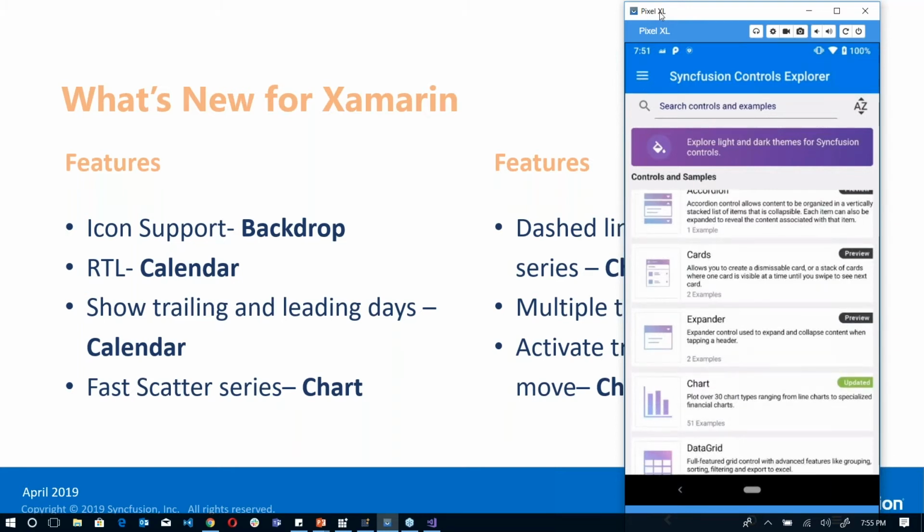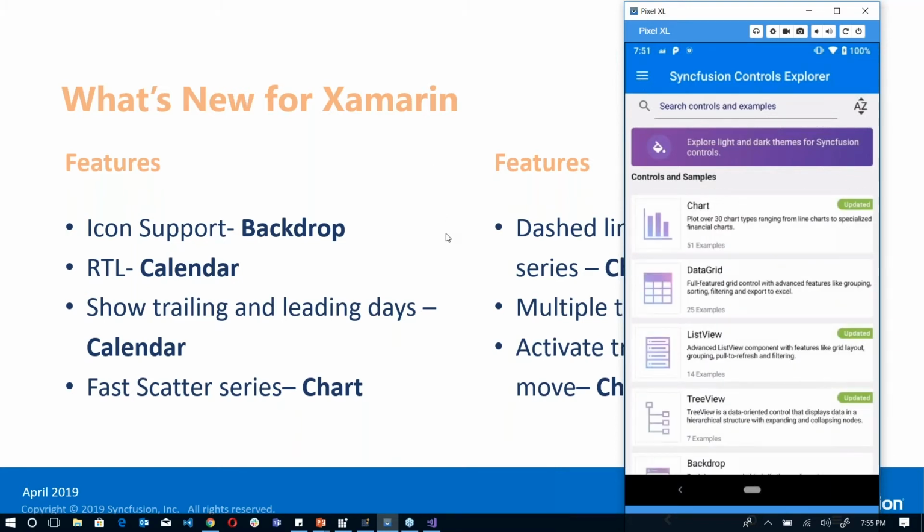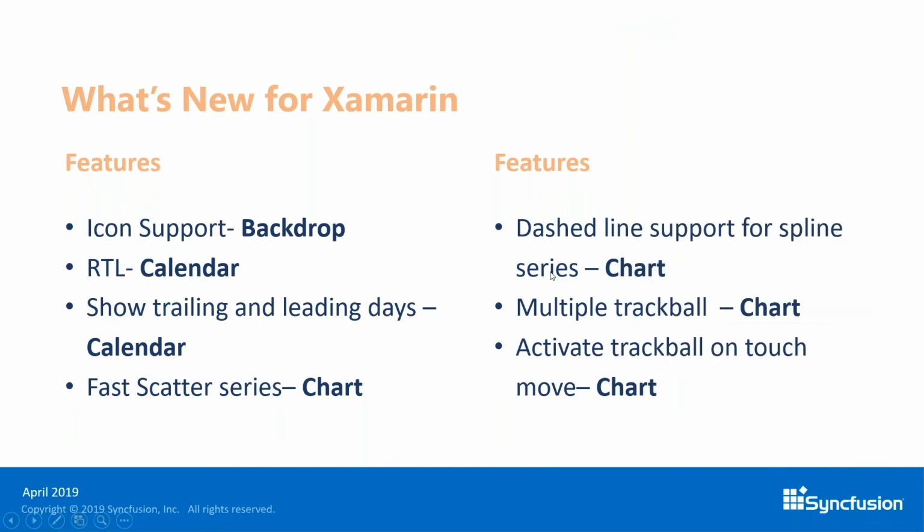Then the next set of features that I'd like to talk about is the fast scatter series. We have improved its performance, and you can also activate the trackball on touch move. Earlier, you had to press and hold on the screen to activate the trackball. If that is not needed, then you can activate the trackball on touch move.